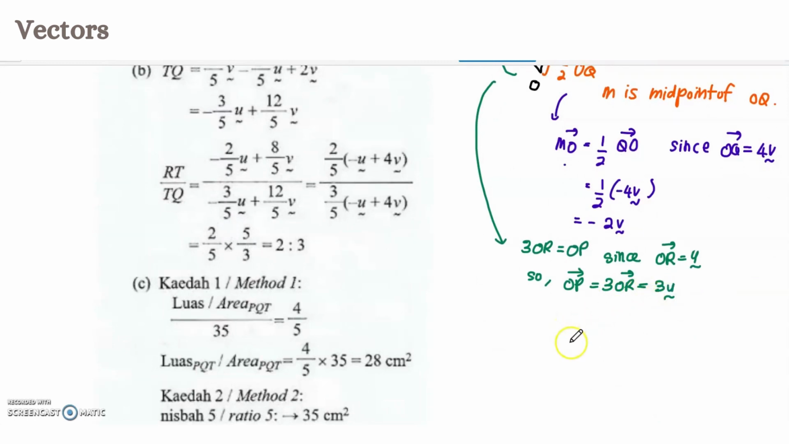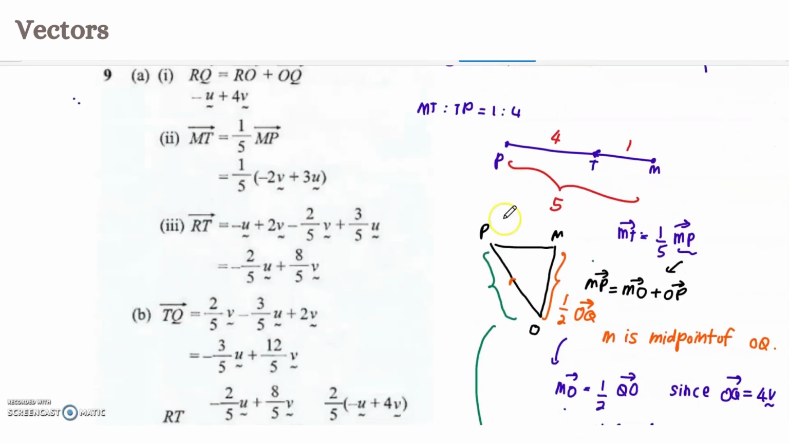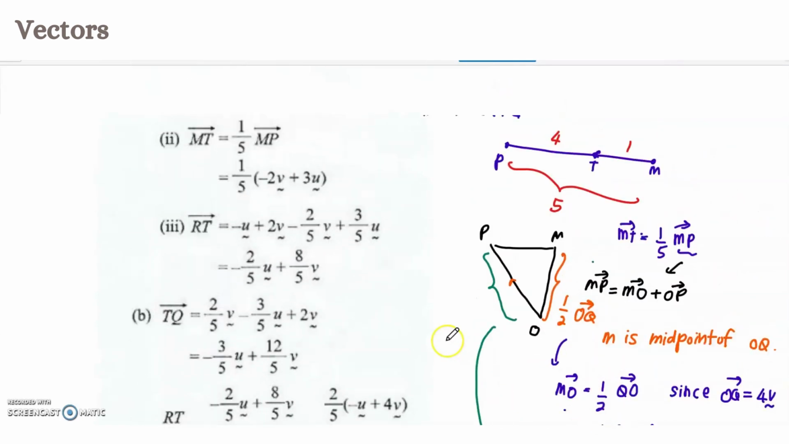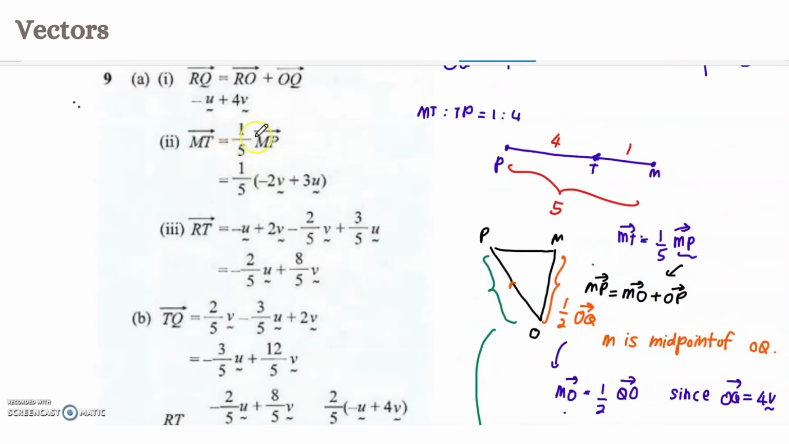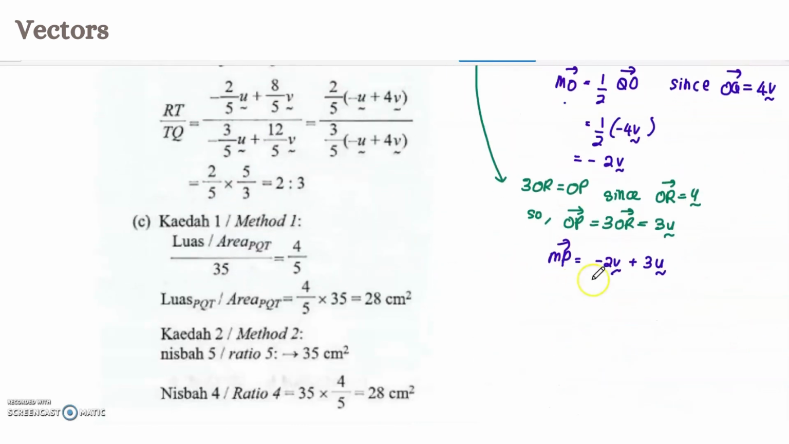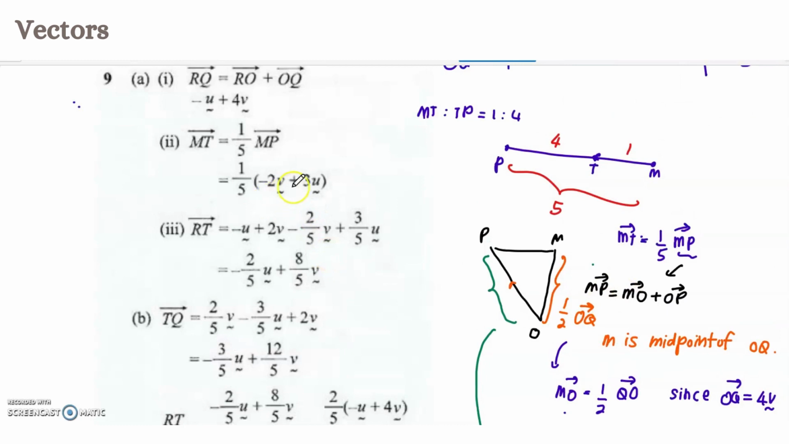Okay, so we already have OP and we already have MO, so we can give the vector MP. So MP is MO, which is negative 2V, plus OP, which is plus 3U. Okay, so we already have MP. So we just substitute this into 1 over 5 of MP. That one is negative 2V plus 3U. So you can leave the answer in this form.